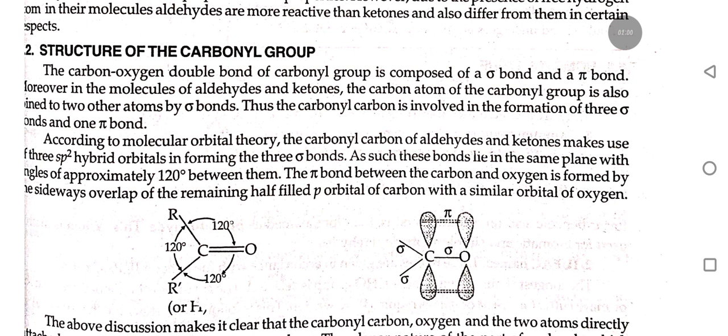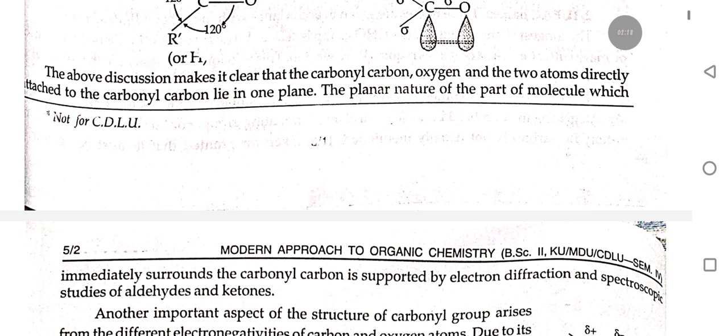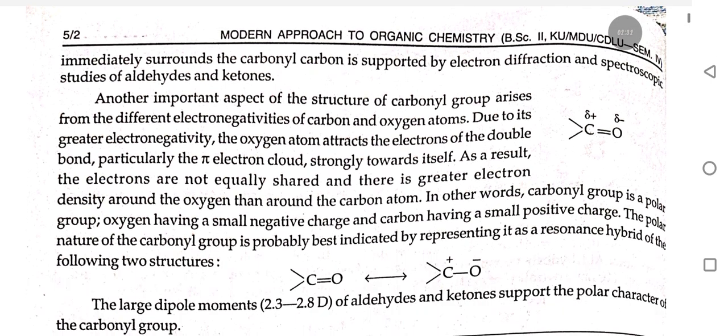As such, these bonds lie in the same plane with an angle of approximately 120 degrees between them. The pi bond between the carbon and oxygen is formed by sideways overlap of the remaining half-filled p orbital of carbon with a similar orbital of oxygen. The above discussion makes it clear that the carbonyl carbon, oxygen and the two atoms directly attached to the carbonyl carbon lie in one plane. The planar nature of the part of the molecule which immediately surrounds the carbonyl carbon is supported by electron diffraction and spectroscopy studies of aldehydes and ketones.